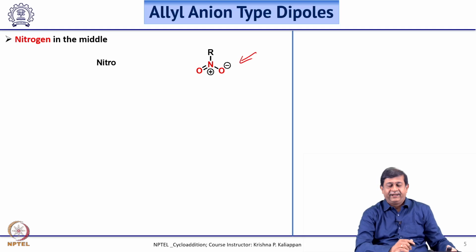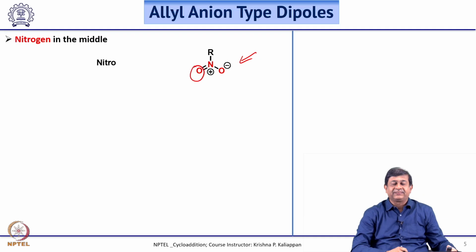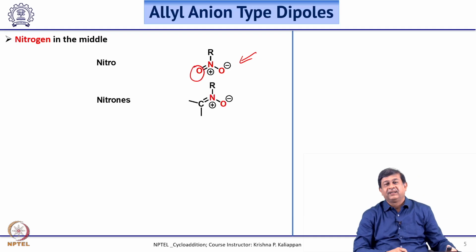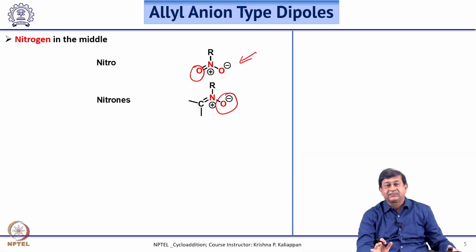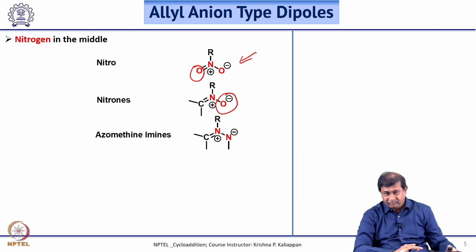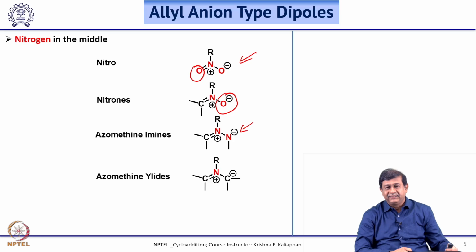Now, what you do next, you replace this oxygen with carbon. So, this is called nitrones. I already mentioned nitrone is nothing but N-oxide of imine. Okay. So, that is nitrone. Now, replace oxygen with nitrogen. This is called azomethine imines. Okay. Azomethine imines. Then you replace nitrogen with carbon. So, this is called azomethine ylide.